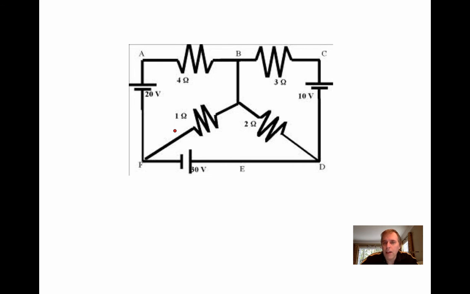Okay, so how many branches did you count? Well, you always start at a node and you end at a node. So there's one branch here. That's one branch. There's a second one from there to there. There's a third one from there to there. A fourth all the way to here. And a fifth one here. And finally, a sixth one from F to D. So there's a total of 6 different branches in this circuit. And each of these branches will have a different current.